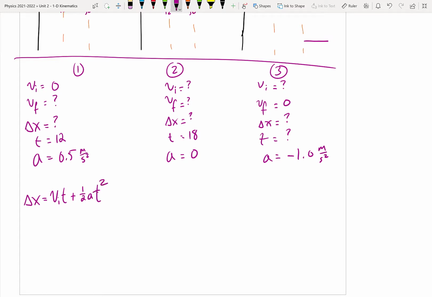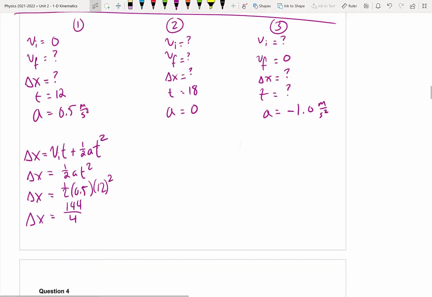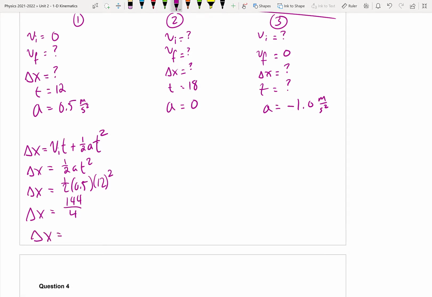Okay, so there's delta X equals VIT plus 1/2 AT squared. I know the initial velocity is 0, so I simplify this to be 1/2 AT squared, which means I have 1/2 times 0.5 times 12 squared. That means I'm going to have 144 over 4, which is 72 minus 36. Right, because 72 times 2 is 144. So there's delta x for the first phase of motion.